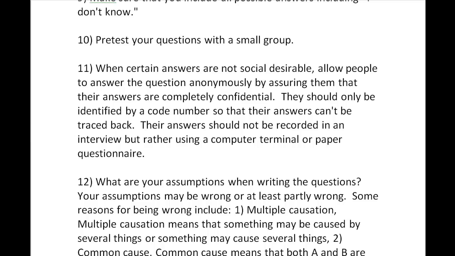Number 10, pre-test your questions with a small group. Obviously, you don't want to send it out to thousands of people. At least that would be a little expensive. It might be nice to test it that way. But the SAT, the ACT normally test their questions.